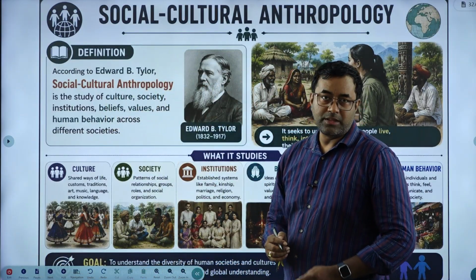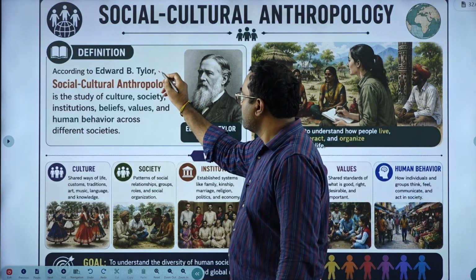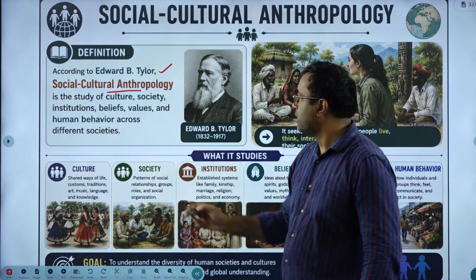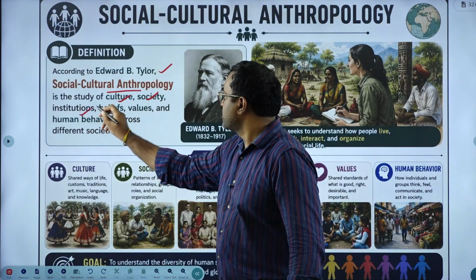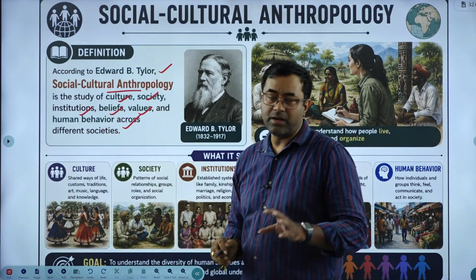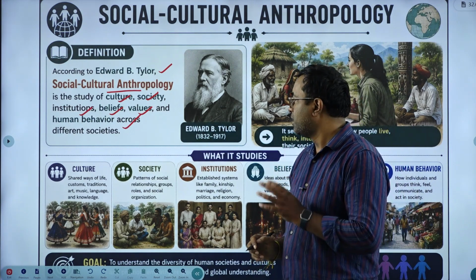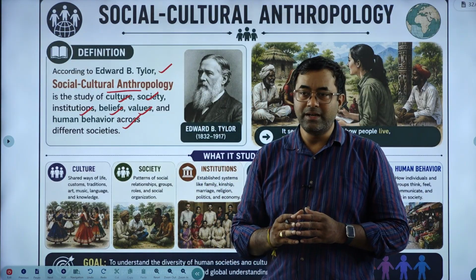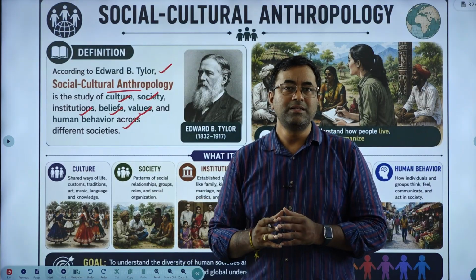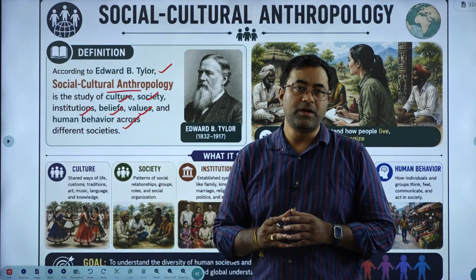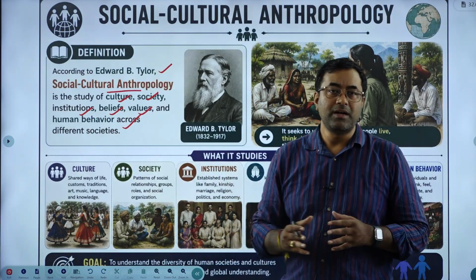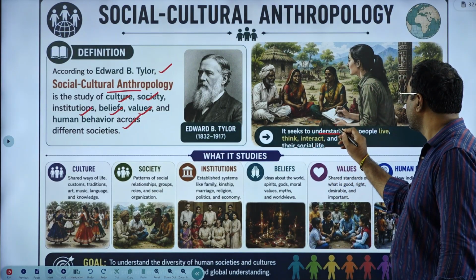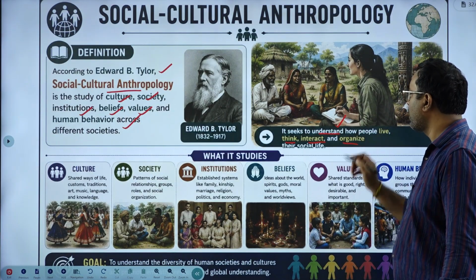Socio-cultural anthropology: E.B. Tylor is the person who popularized socio-cultural anthropology for the first time. As I have said, it includes culture, society, institutions, beliefs, values and human behavior across all societies. That is the basic meaning or dimension with which socio-cultural anthropology deals. Later, different anthropologists did research and expanded its scope in different applications. This socio-cultural anthropology tries to give you an understanding of how people live, think, interact and organize their social life.